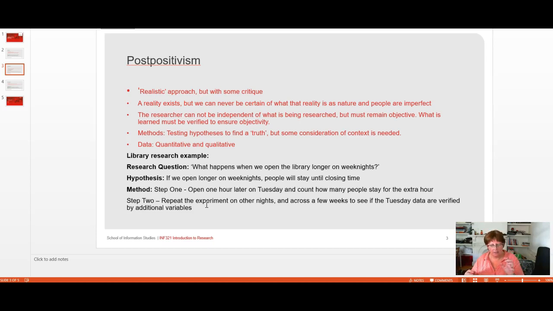So we're not just saying, this is what happened on this night, this is the reality. We can say, this is what happened on this night, this is what happened on this night, and this is what happened on this night. So together these things start telling us a bit more of a story.